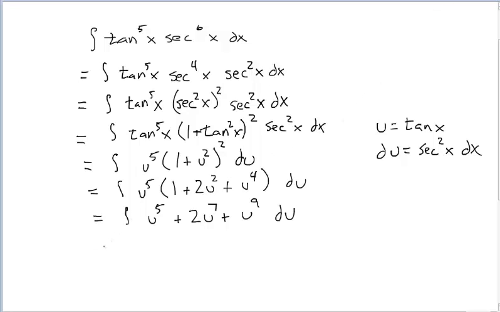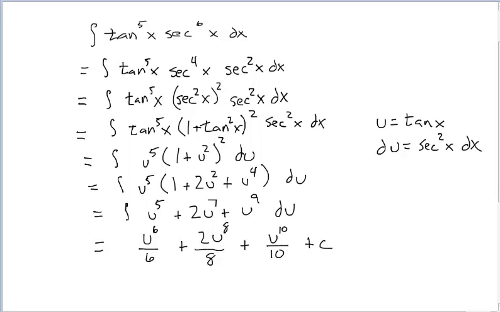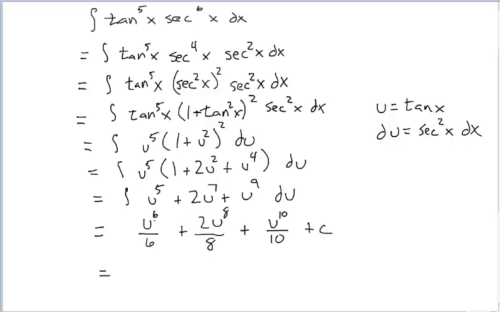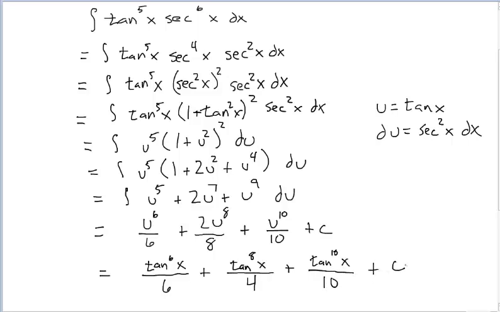And now we can use the power rule of integration to finish this problem. So we have u to the 6th divided by 6 plus 2u to the 8th divided by 8 plus u to the 10th divided by 10 plus our constant of integration. And then our final step is to rewrite our answer with our tan x in place of our u. So we have tan 6x over 6 plus tan 8x divided by 4. And we got the 4 by doing 2 divided by 8 plus tan to the 10x divided by 10 plus c. And that's our video on trigonometric integrals.